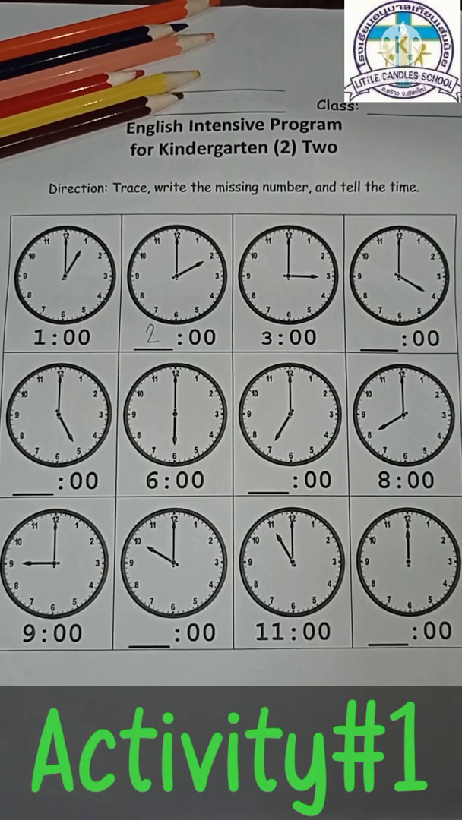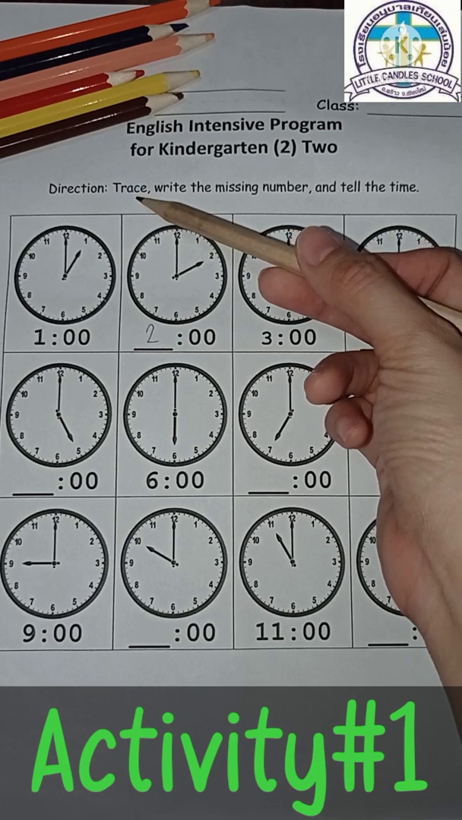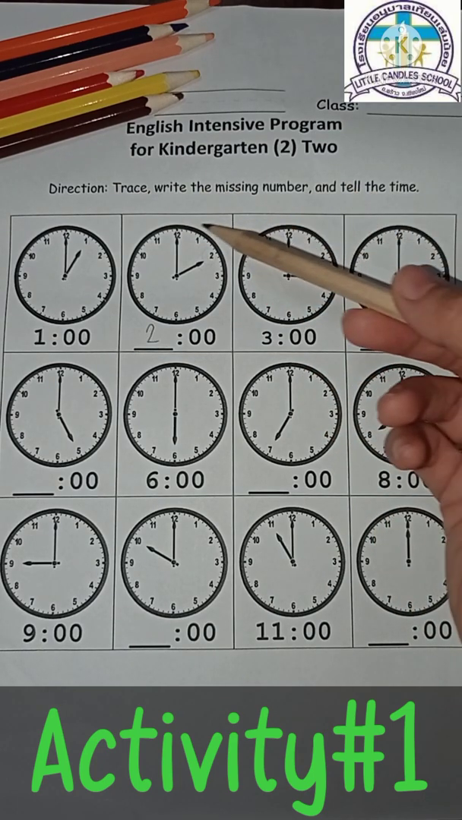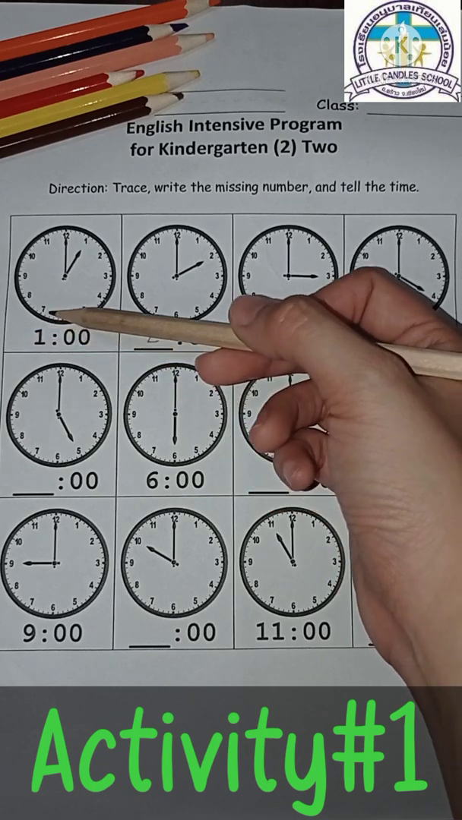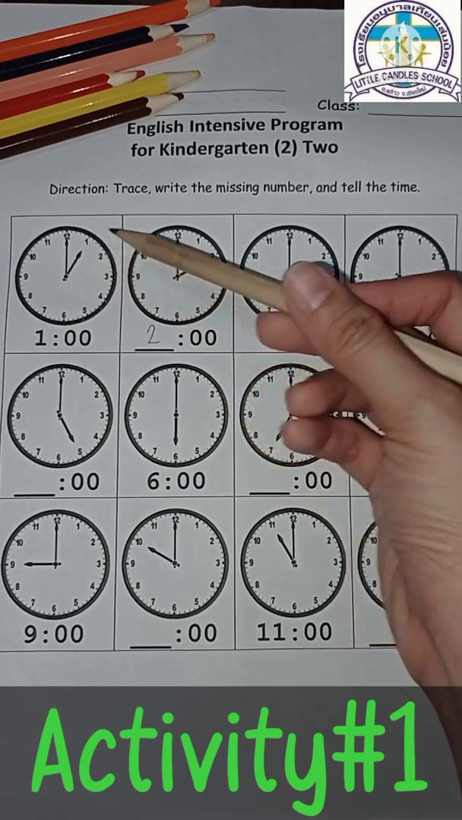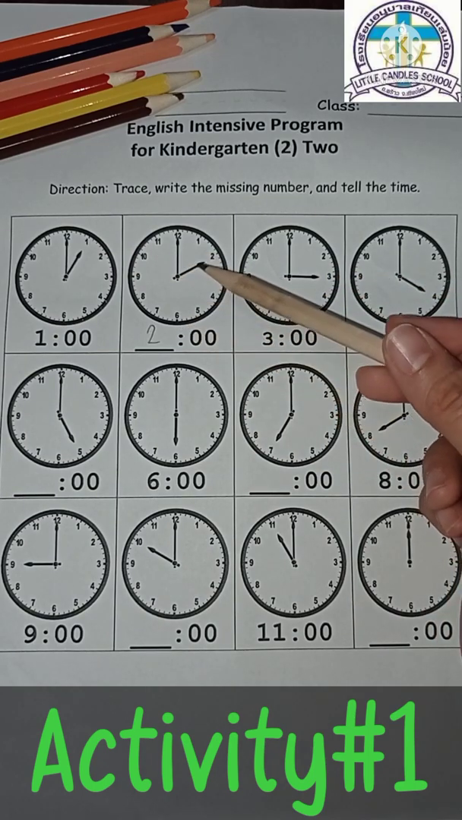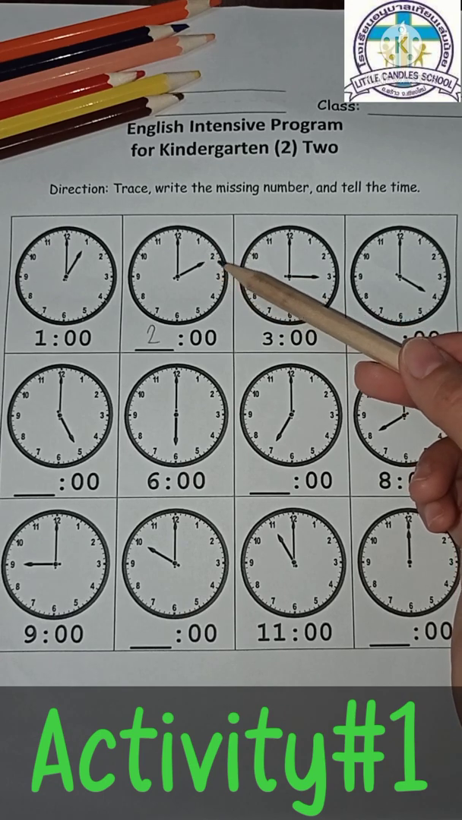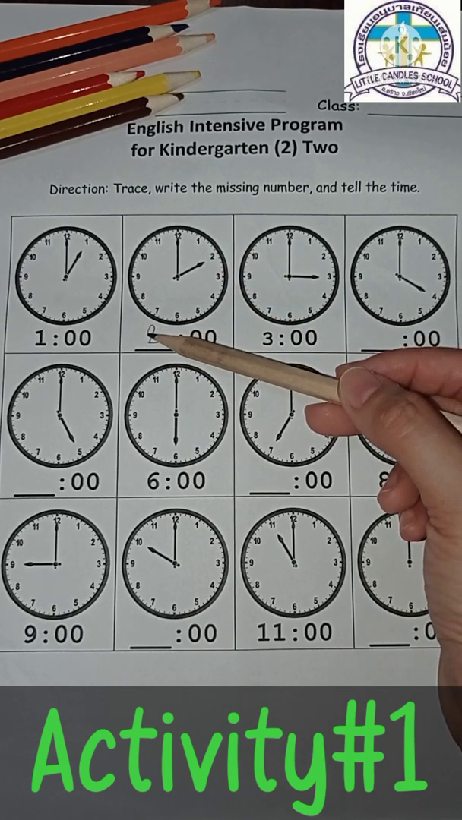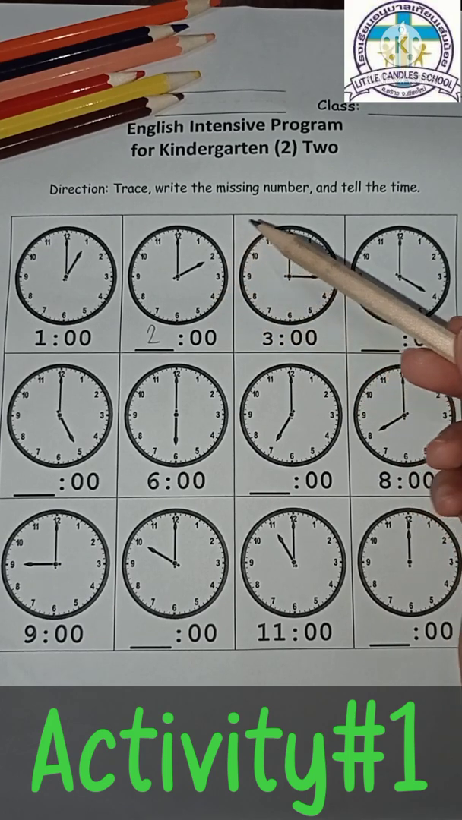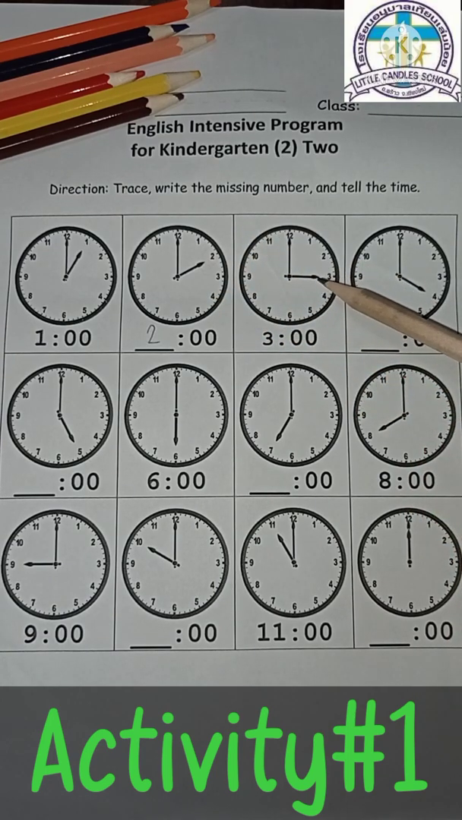Activity 1 for K2 EIP. Trace. Write the missing number and tell the time. The first one is 1 o'clock. You can just trace it. The next one is, what is the missing number? The short hand is pointing to number 2. That's why I write already 2. That is 2 o'clock. The next one is 3 o'clock.